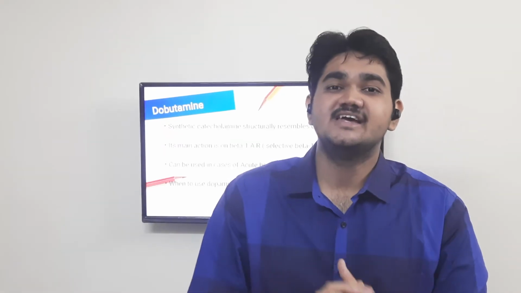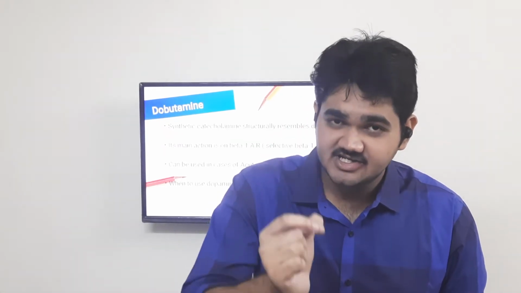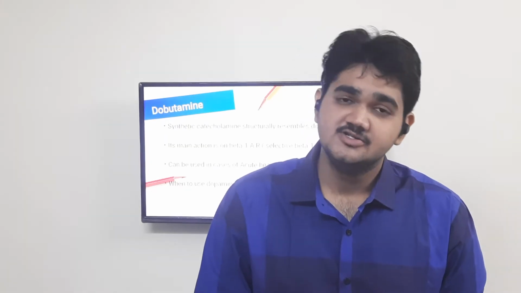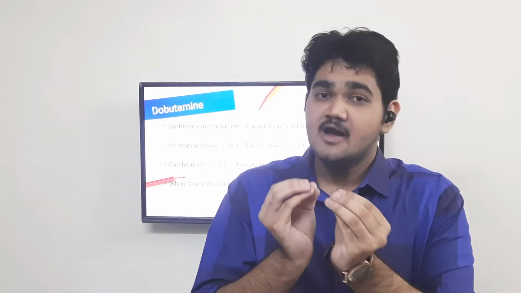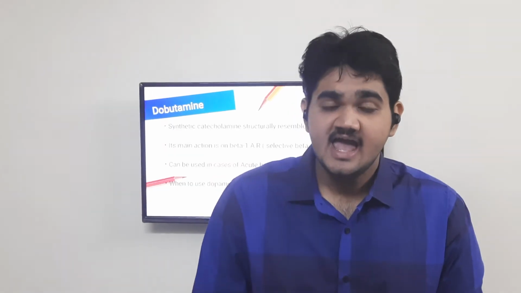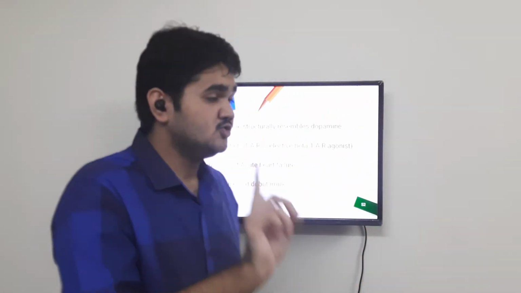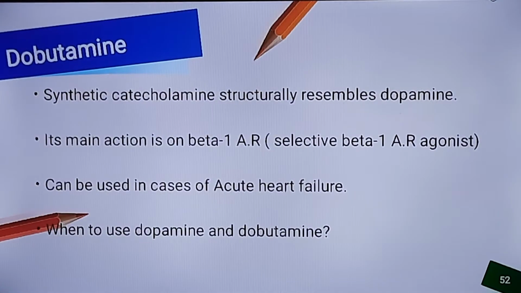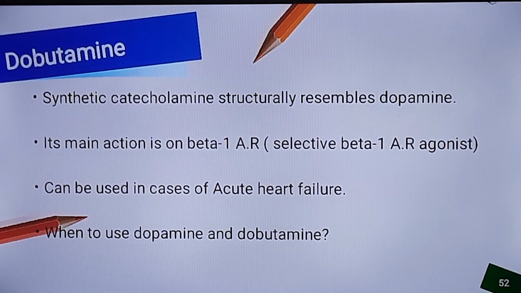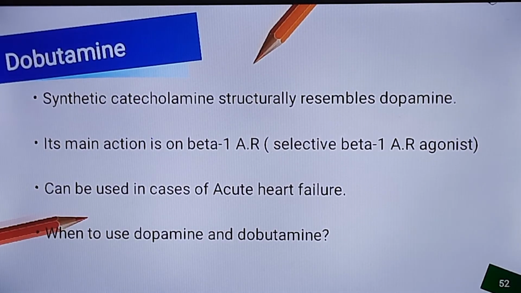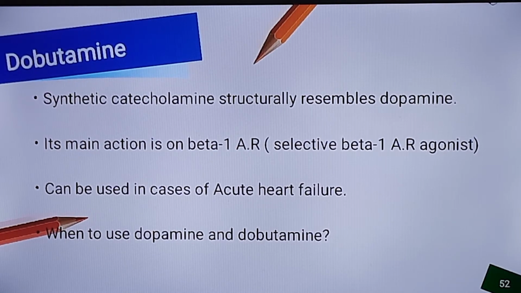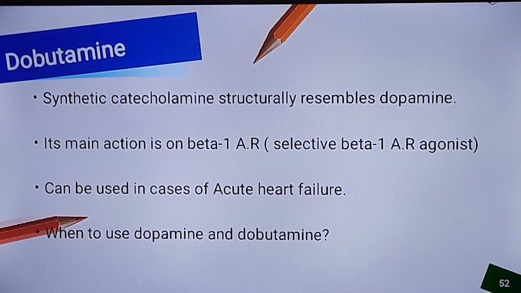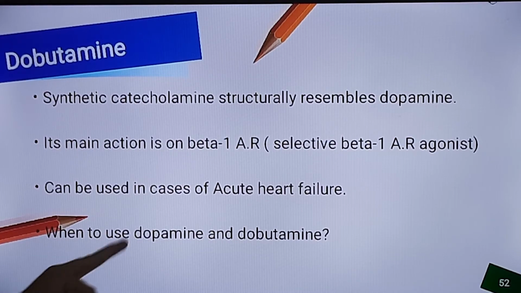Because dopamine is having its D1 action, and D1 receptor is present in our renal blood vessel, so it will dilate and improve the blood flow to the kidney. So when in case we need to stimulate only our human heart, we can consider using dobutamine. But in cases where we also need to improve the blood flow to the kidney as well as stimulate our human heart, we will consider using dopamine.